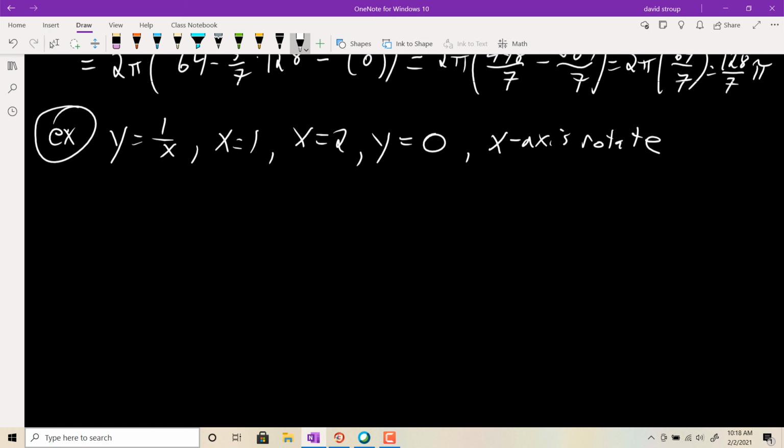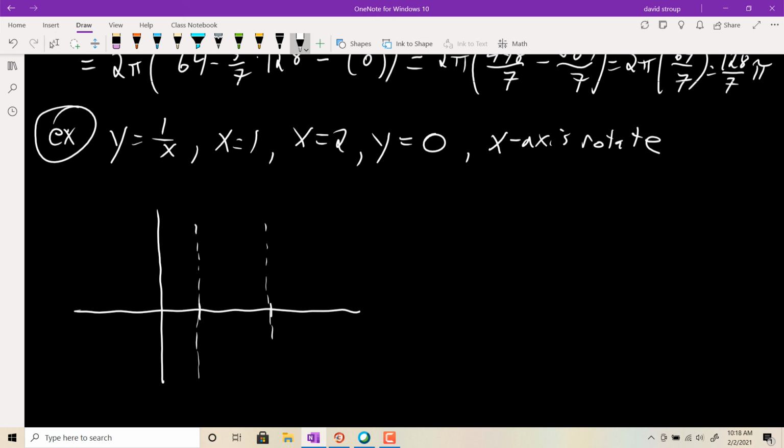Okay, right, so first we want, again, a picture. Y equals 0 is just the x-axis, x equals 1, just right here. X equals 2, and let's put it right here. And then 1 over x, when x is 1, 1 over x is 1. And then when x is 2, 1 over x is 1/2. So we get this kind of picture. And we want to rotate this buddy around the x-axis.